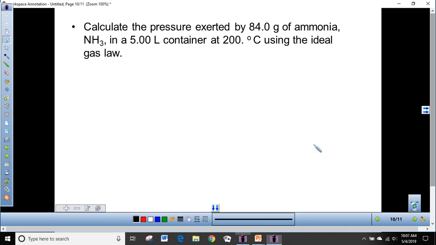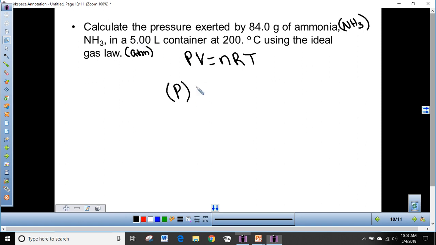So first off, we want to see what the ideal gas law says. It says calculate the pressure exerted by 84 grams of ammonia, and ammonia is NH3. We saw that guy in the lab. It says it's in a 5-liter container at 200 degrees Celsius, using the ideal gas law. Well, the ideal gas law is PV equals nRT. So we're looking for pressure, and I should say on these we're looking for pressure in atm. Okay, so P I don't know. V is 5 liters.